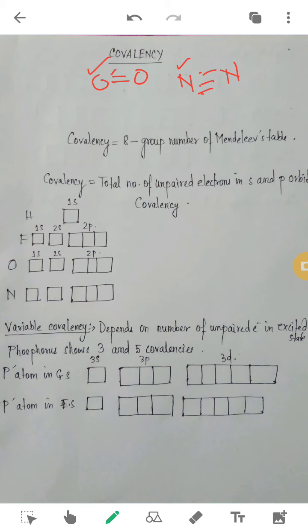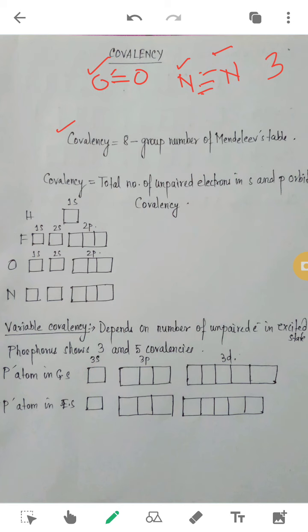Simply, we can also say that the number of covalent bonds formed by an atom of the element with other atoms is also the covalency. Here, in the case of nitrogen, the nitrogen atom is forming 3 covalent bonds, hence the covalency is 3. Again, we can find covalency through a formula.